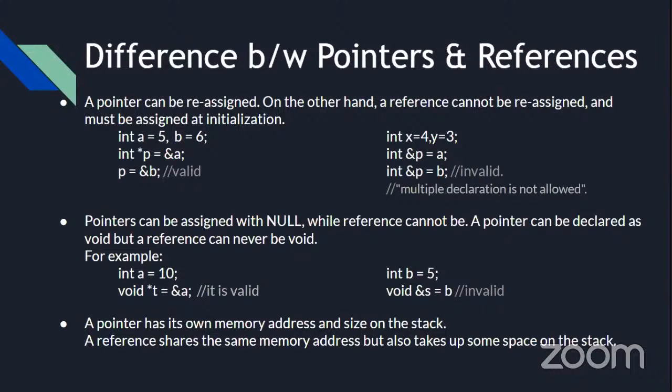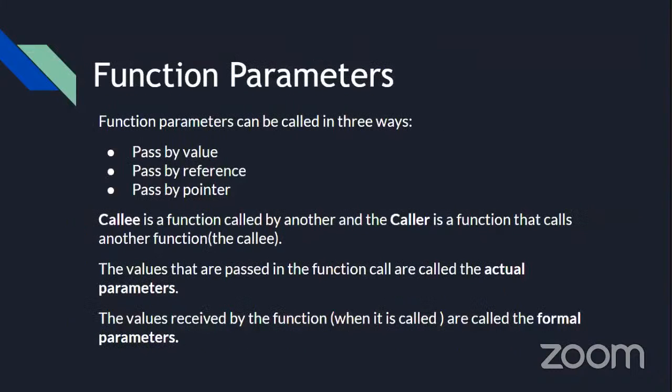Okay, that's all with the main differences. Let's move on to the function parameters, which will be explained by Rajneesh. These function parameters can be called in three ways: pass by value, pass by reference, and pass by pointers.